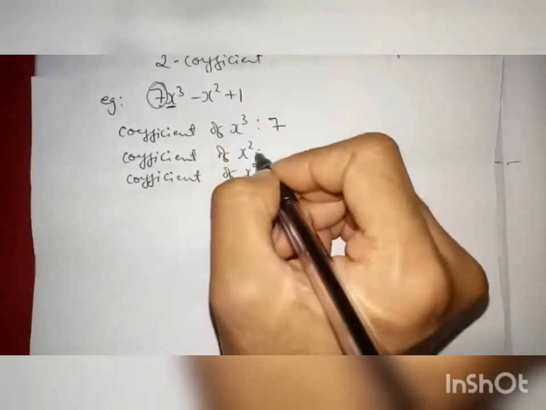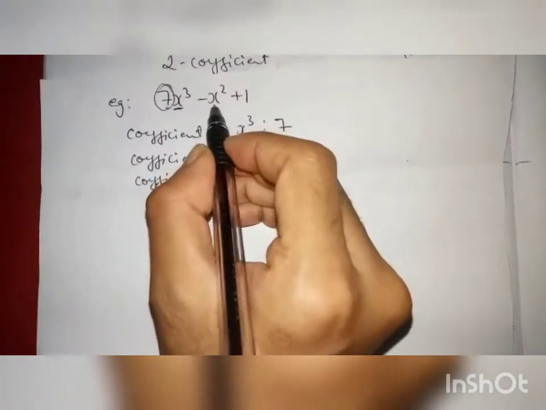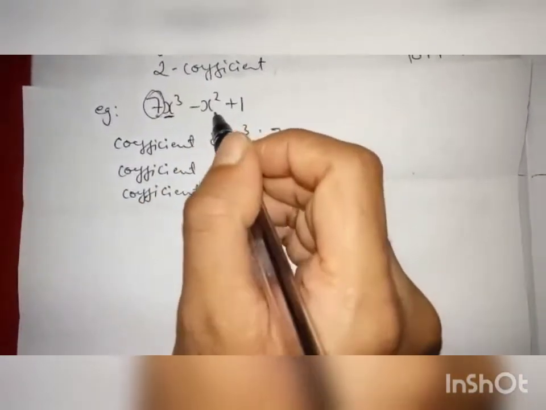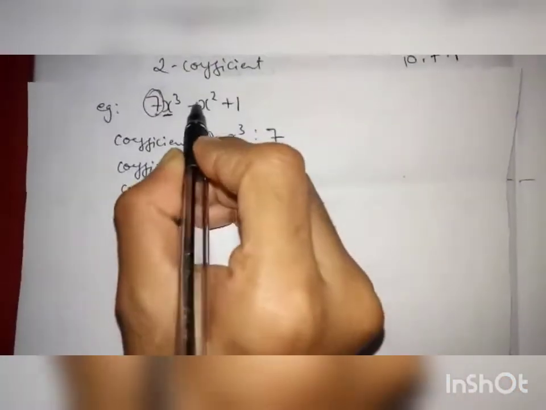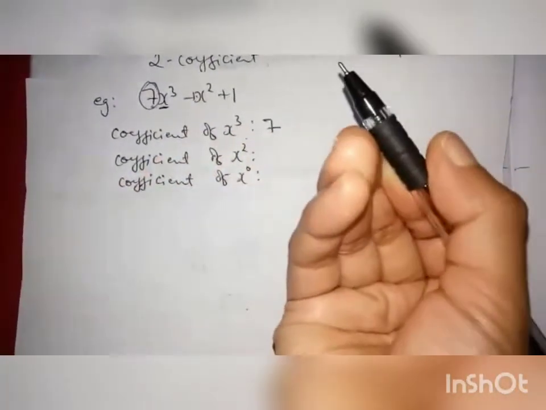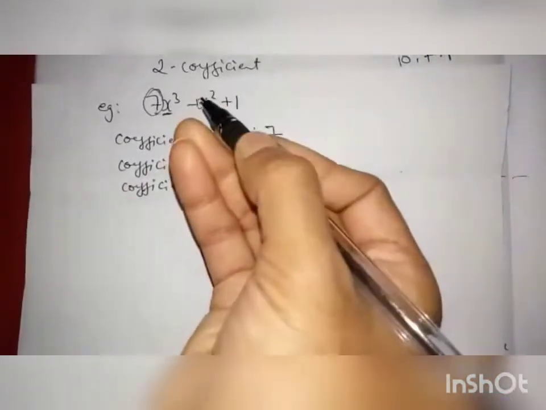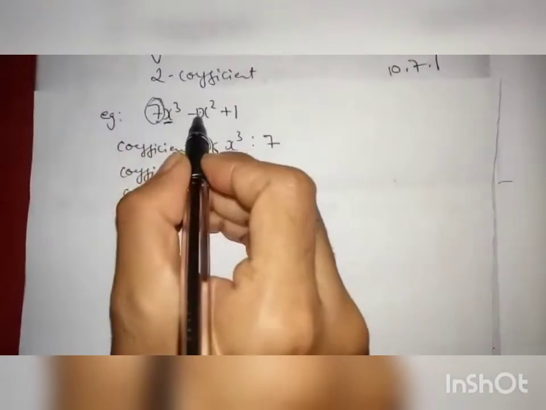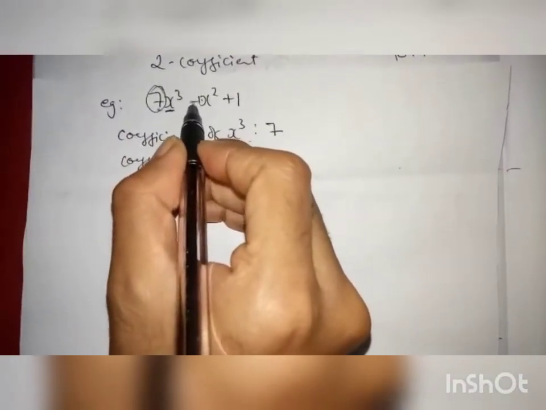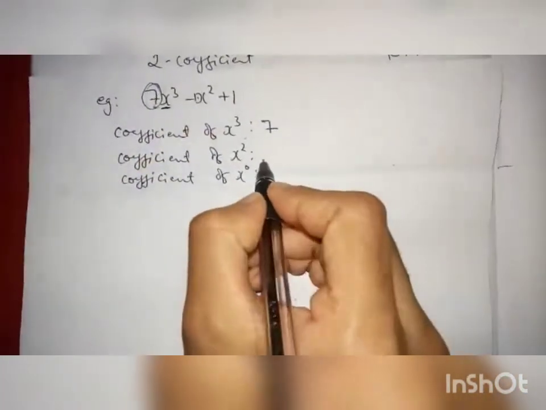Then the coefficient of x square. See here, with x square, no number is there, right? So what do you write? No number means there is 1. 1 into x square is x square itself. So if no number is there, it is understood that it is 1. And don't forget this sign. You have to write the sign along with it: minus 1.